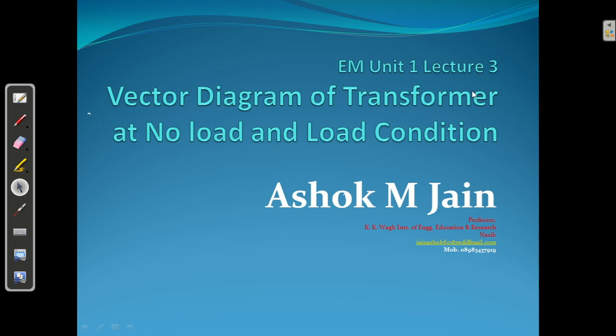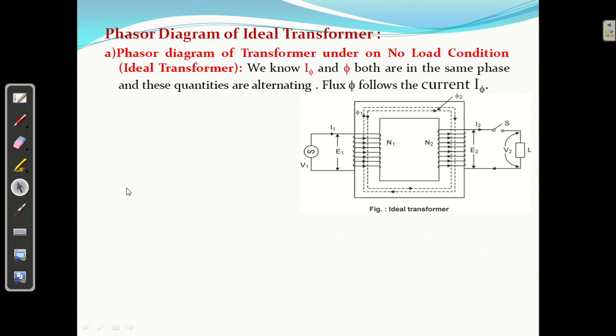I told you already, no transformer is ideal, but initially we will consider a transformer to be ideal. Transformer ideal kyun nahi ho sakta? Because we have given some conditions for ideal transformer. Usme se ek bhi condition agar satisfied nahi hoti, transformer will not be ideal. Char panch conditions hain, usme se ek bhi condition satisfied nahi ho rahi, toh transformer ideal nahi hoga.